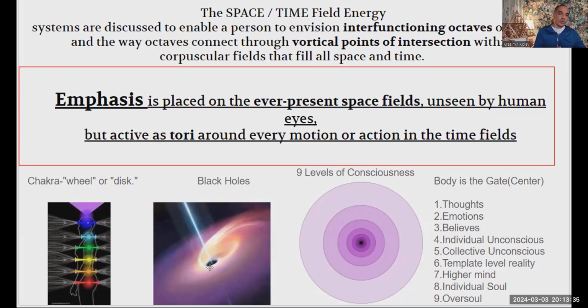And then it's our thoughts, emotions, beliefs. Those are different octaves, different spheres, shells with less density, higher frequency, and also higher speeds. So the more we go to the circumference, we have bigger octaves with higher speed and less density. Then in the 9 levels of consciousness, we have individual consciousness, collective unconscious, template level of reality, higher mind, individual soul, over soul, and beyond everything, what we call all that is.